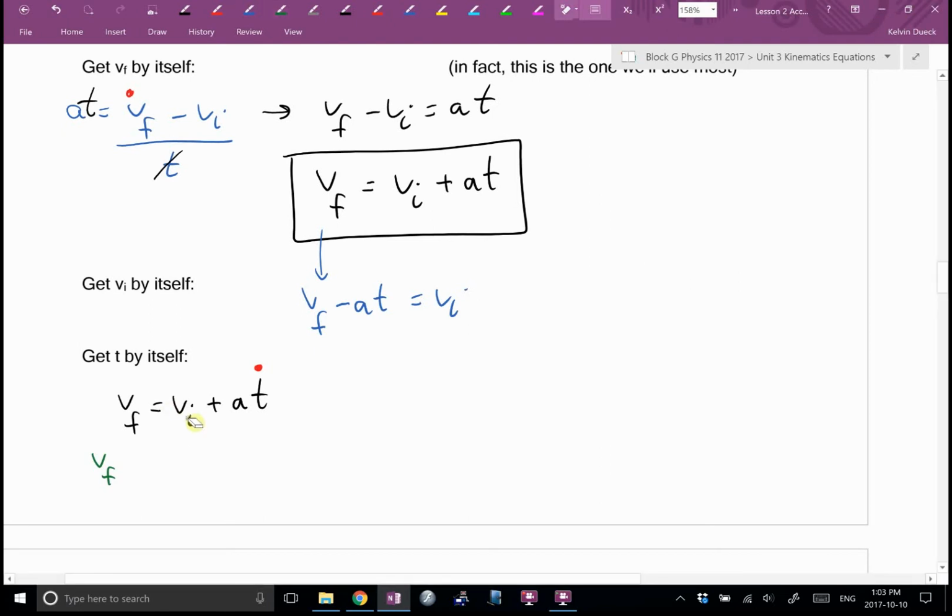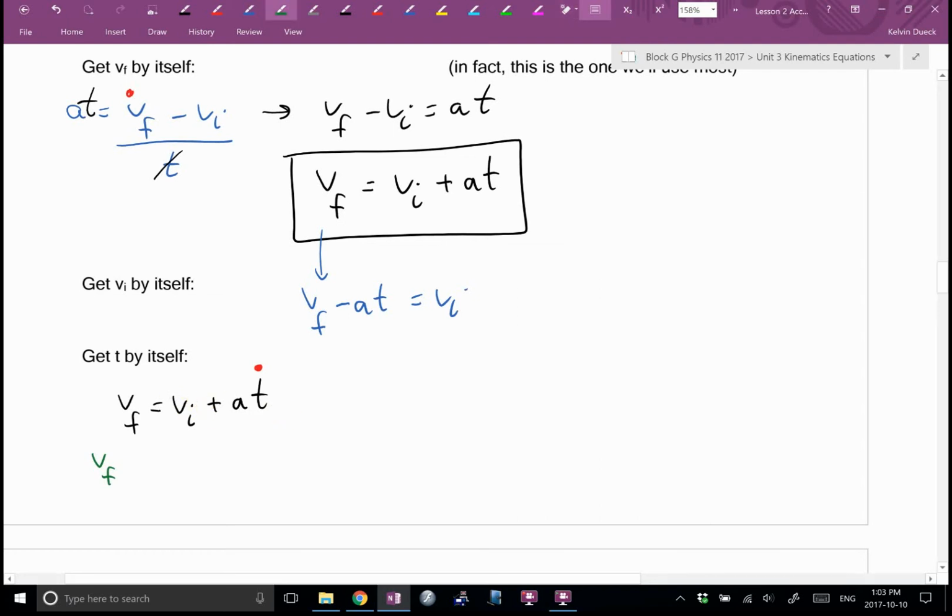And what's the VI doing to the T? Which do you do first? The answer is you reverse BEDMAS when you're rewriting an equation. You do your adding and subtracting first, then you do your multiplying and dividing if you can. So this VI is adding to the T. How will I move it over to the other side?